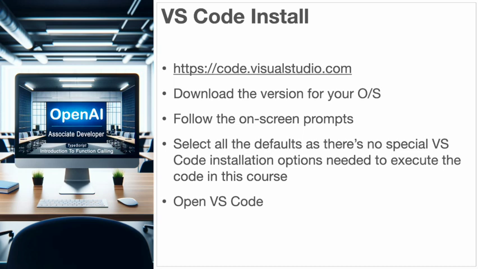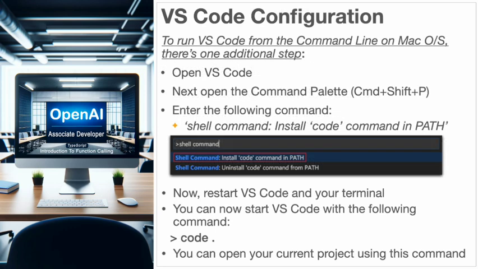There is one configuration we will perform for macOS, and that is to get our path set up so we can easily start VS Code from the command line. This is an incredibly convenient feature and is pretty much in standard use throughout the developer community. What we will do is launch VS Code and open the command palette with Command-Shift-P. We will then type shell command: install code command in path. Once you've done that, shut down VS Code and restart your terminal.